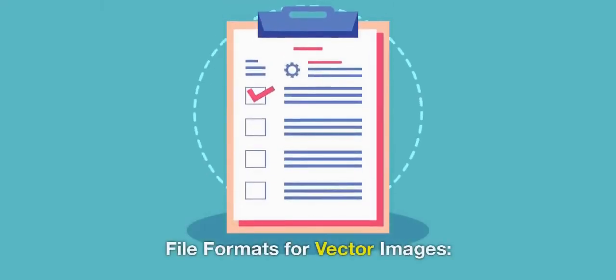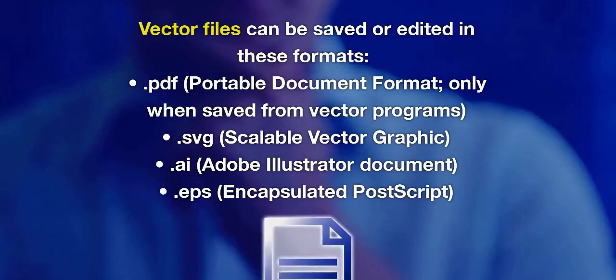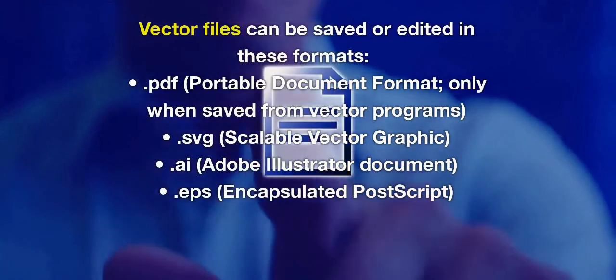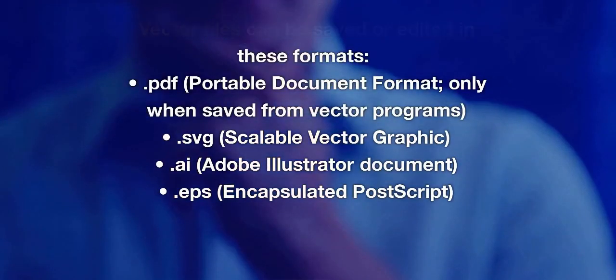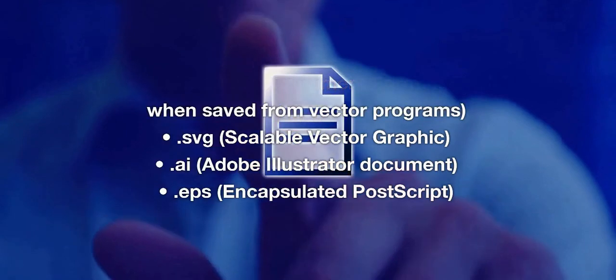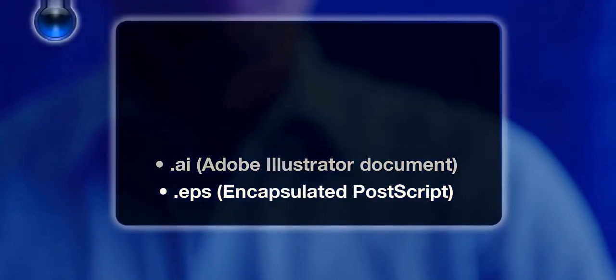File formats for vector images. Vector files can be saved or edited in these formats: .pdf, portable document format, only when saved from vector programs; .svg, scalable vector graphic; .ai, Adobe Illustrator document; .eps, encapsulated PostScript.